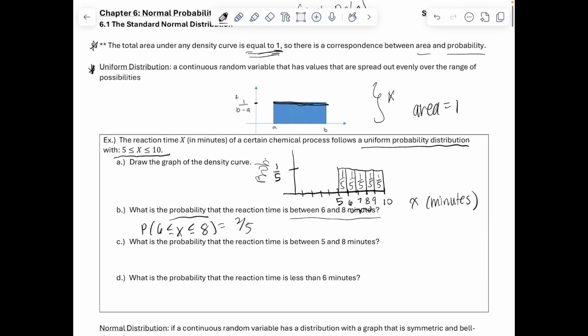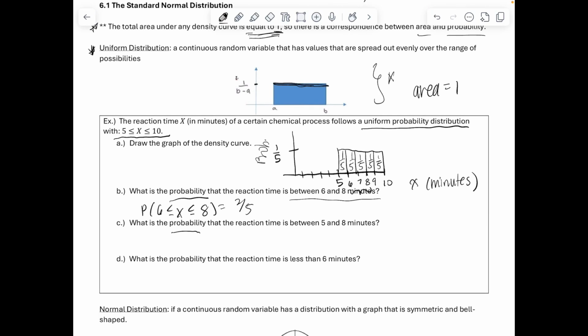For the next one, it says what is the probability that the reaction time is between 5 and 8 minutes? So the probability that x is between 5 and 8. You'll notice that this time it's going to be a little bit more area. Between 5 and 8, those are actually 3 of those rectangles, so this equals 3 out of 5.